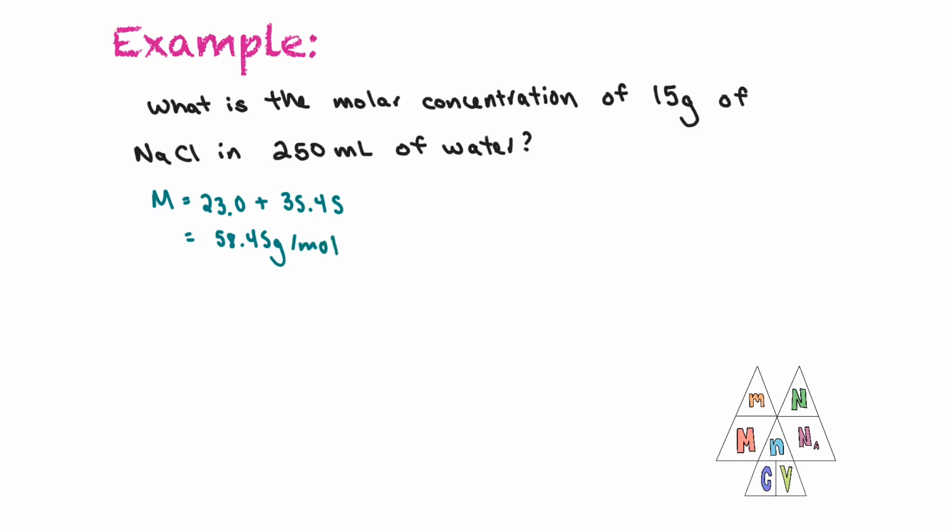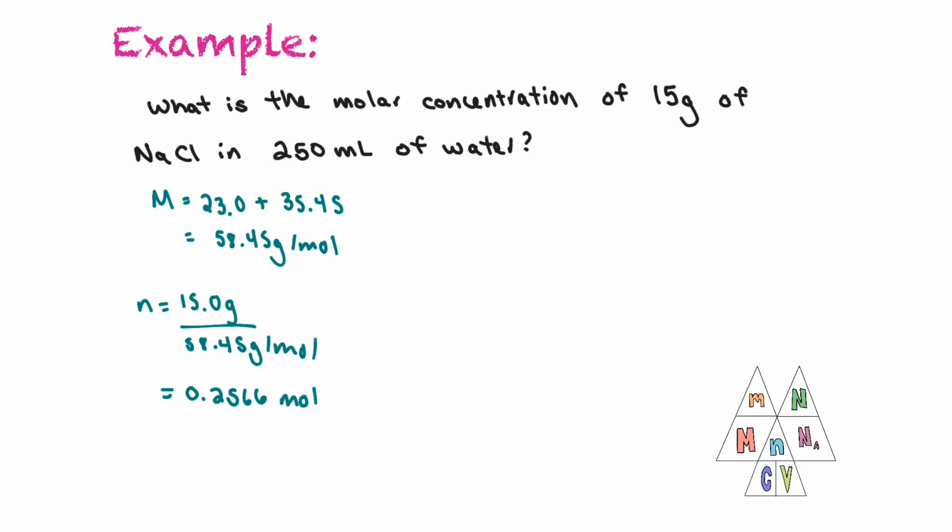Now that we have molar mass, we can calculate the number of moles. Remember, the number of moles is equal to the mass over the molar mass. That's equal to 15.0 grams divided by 58.45 grams per mole. Putting those numbers in, 15 divided by 58.45 is equal to 0.2566 moles.